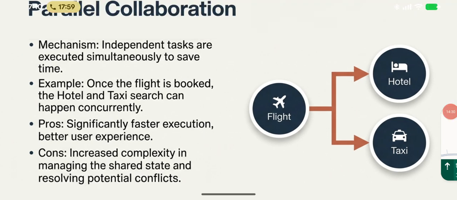In the parallel collaboration, once the flight is booked, LangGraph will know, and based on that it will pass on hotel and taxi in parallel. If the flight booking fails, it will reach the end and wait for the user input. So the state has to be managed, and the hotel and taxi agents will check whether the flight booking was done or not.